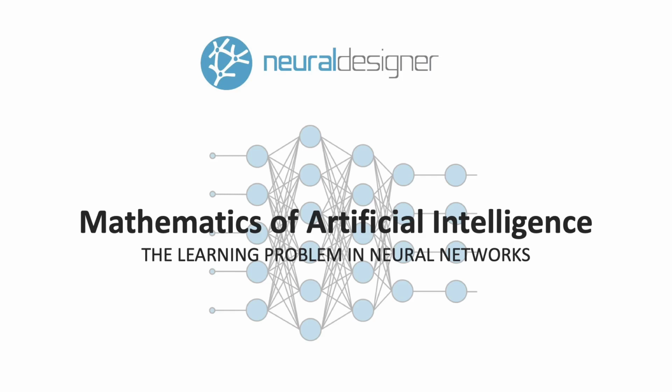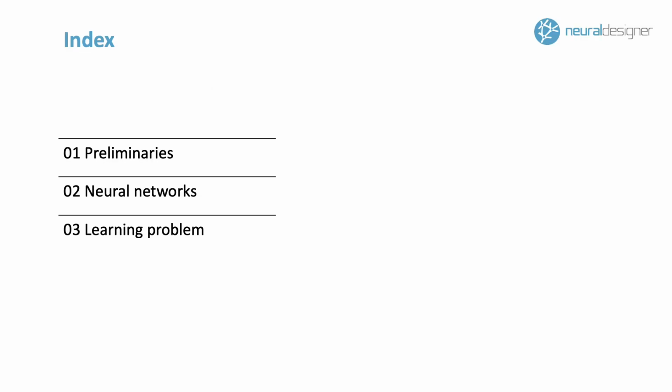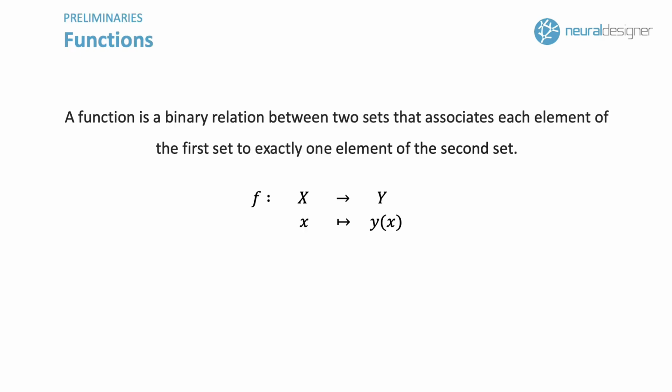Today, I will be explaining the mathematics behind artificial intelligence, specifically the learning problem in neural networks. We will study the learning problem in neural networks from the perspective of functional analysis and calculus of variations. First, we will define some mathematical concepts.